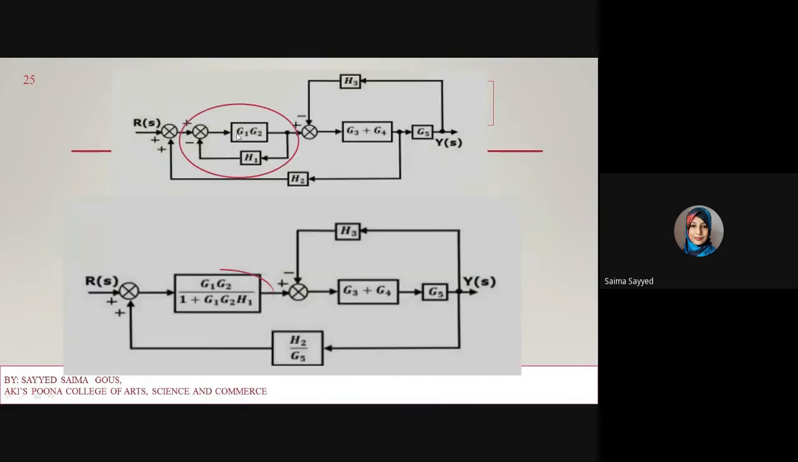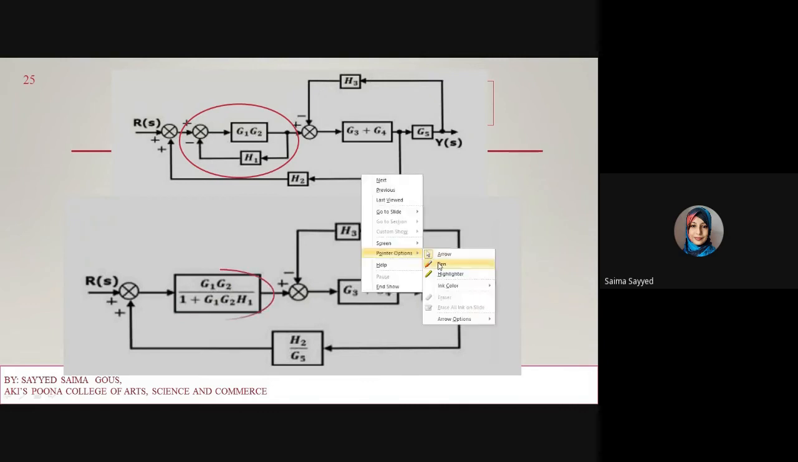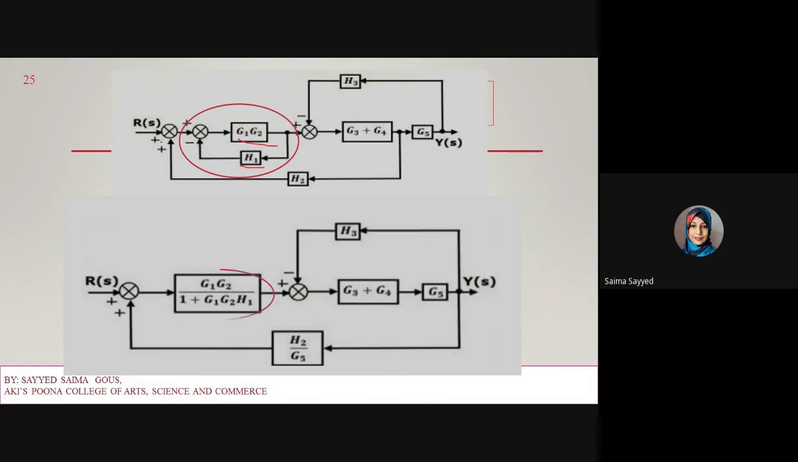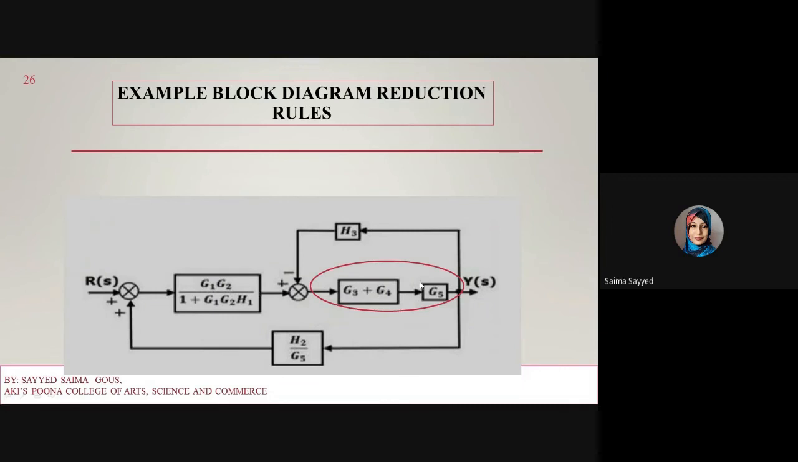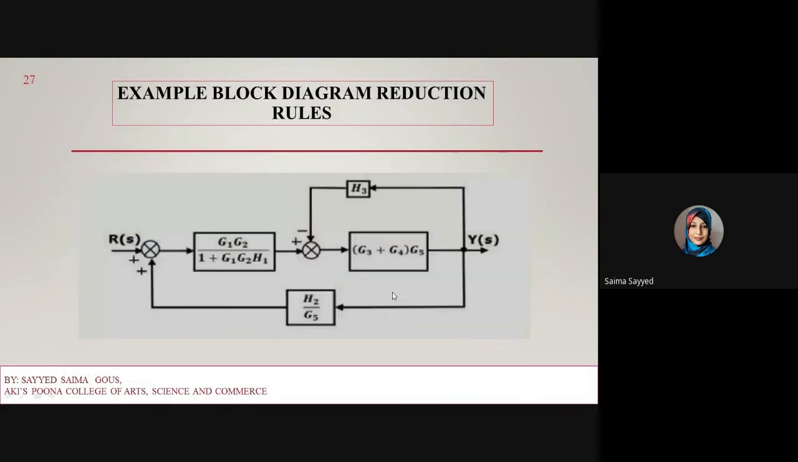So this is my G block, G1 G2, and this is my H. So G1 G2 whole divided by 1 plus G1 G2 into H1. This block is converted into a single block. Then check next for the series combination. Yes, these two blocks are in series, so they get multiplied and it will become (G3 + G4) into G5.